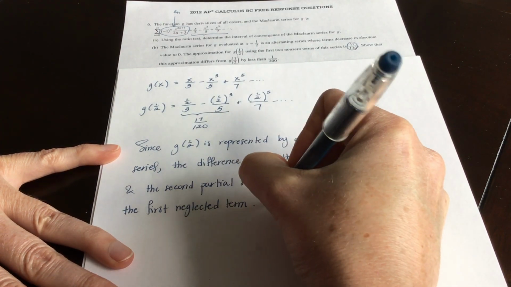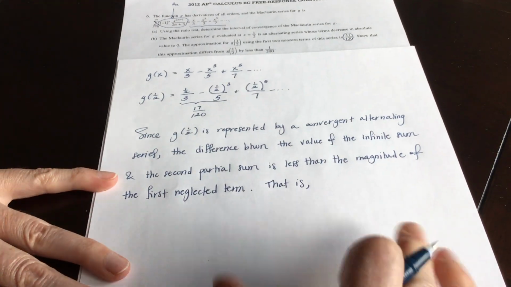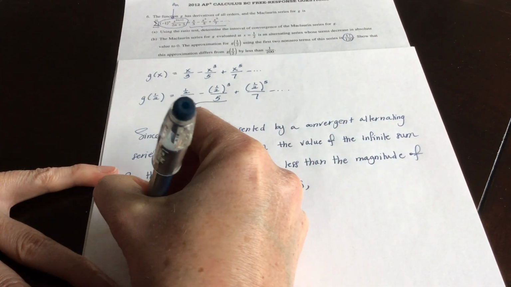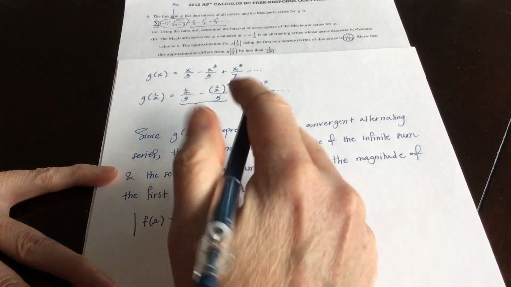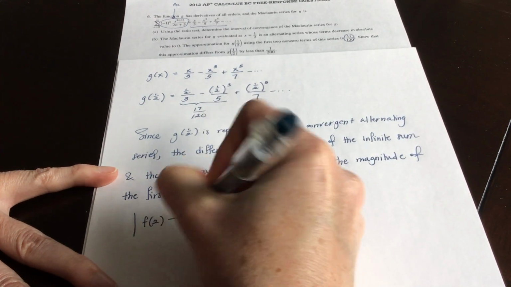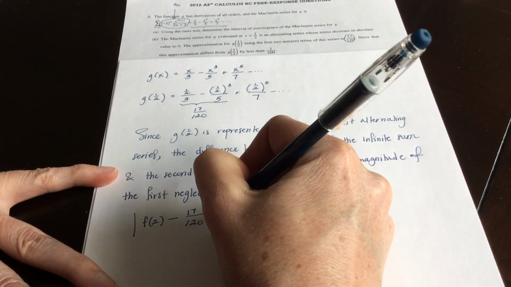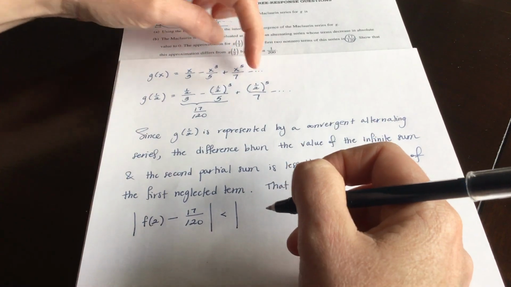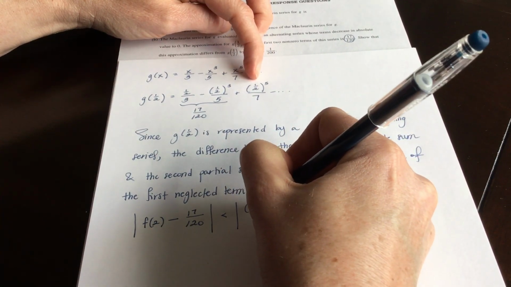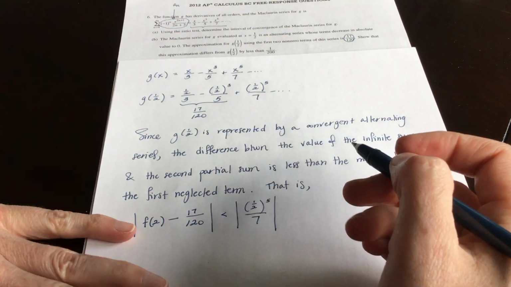Now, I'm going to say exactly that, but in math speak. And I really feel like it's the math speak that serves me really well in this situation. That is the absolute value of G of 1/2 take away, and I'm just going to call it 17 over 120. That is what they said your first two terms would add up to, is guaranteed to be less than the absolute value of your first neglected term. So I'm going to put 1/2 to the 5th over 7 in there. It's already positive, so the absolute value marks aren't doing much.